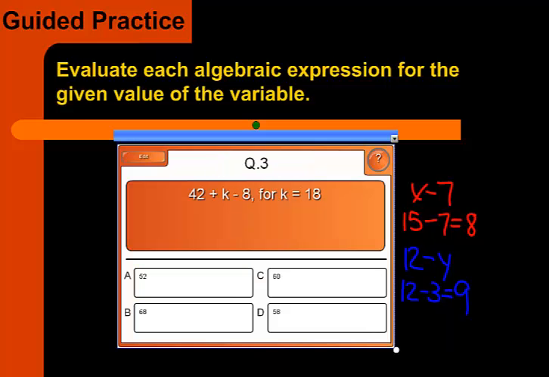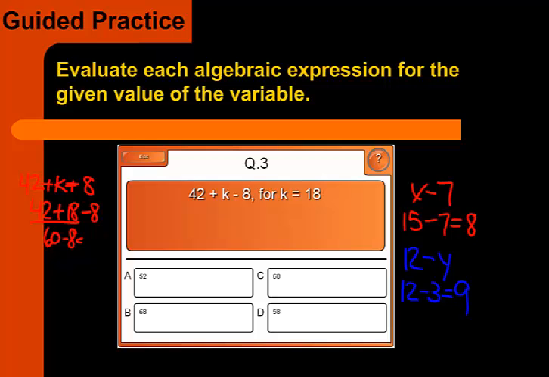Here we have 42 plus k minus 8, for k equals 18. So we have 42 plus k minus, not plus, minus 8, and 42 plus 18 minus 8. 42 plus 18, let's see, 40 plus 10 is 50, 8 plus 2 is 10, so that's 60, minus 8 is 52.